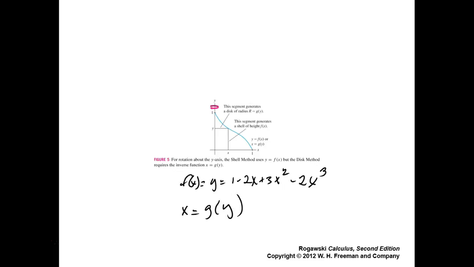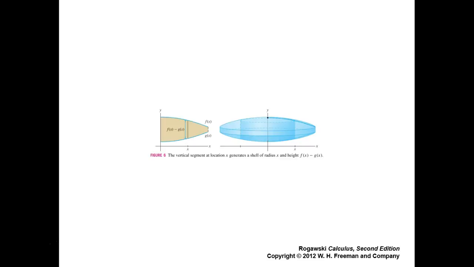Next concept here. They jump right to the formula here. When we rotate the region between the graphs of two functions, f and g, as long as f is always greater than or equal to g, then the vertical segment at a location x generates a cylindrical shell of radius x, and the height is the difference between f and g. Now, all that was blah, blah, blah. Here's the picture, okay?